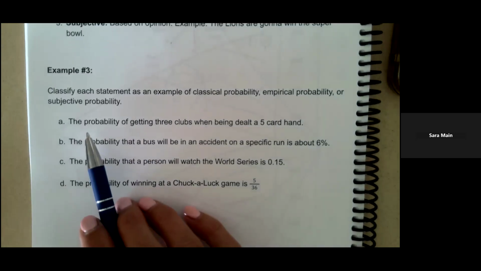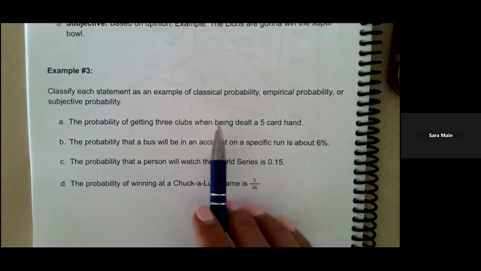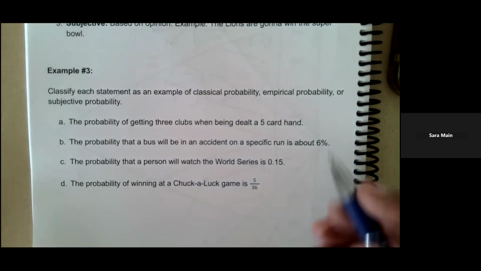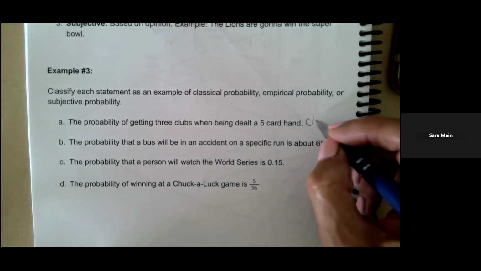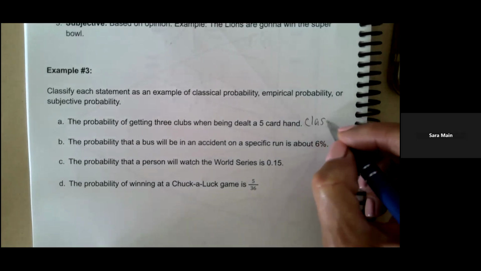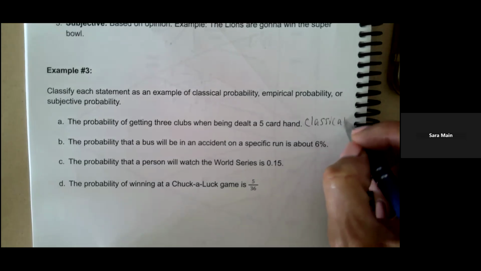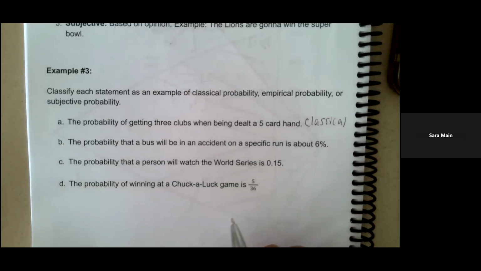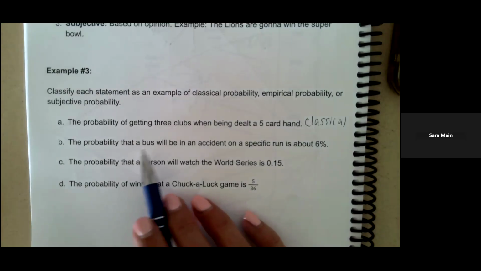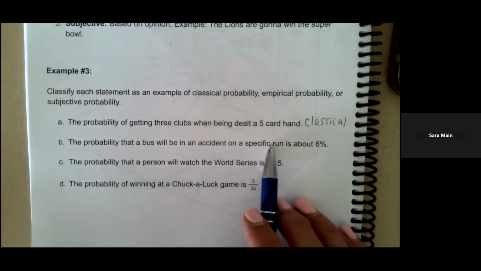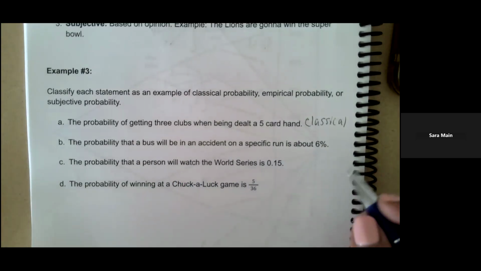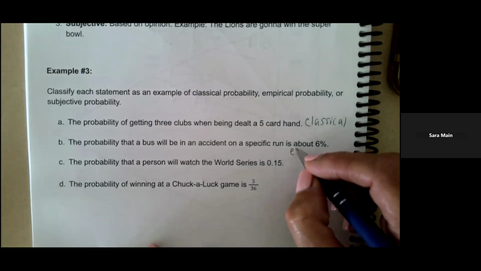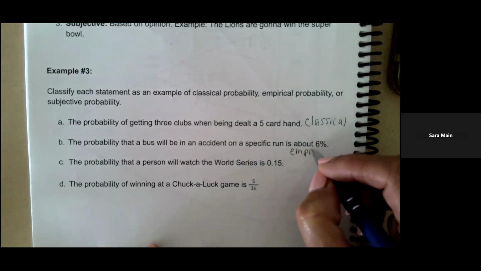So let's look here. The probability of getting 3 clubs when being dealt a 5-card hand. That is classical probability, based on equally likely outcomes. The probability that a bus will be in an accident on a specific run is about 6%. That is based on empirical data they have collected.